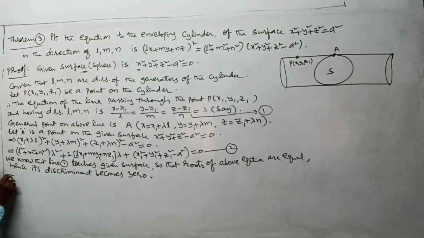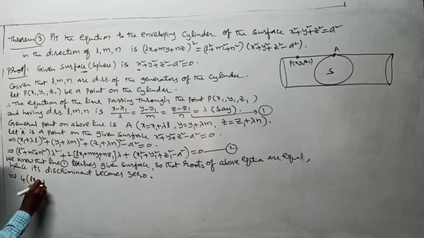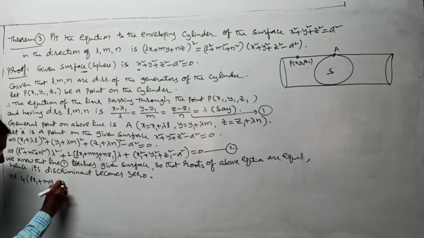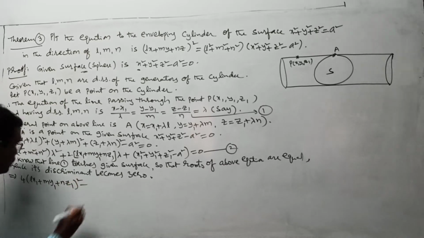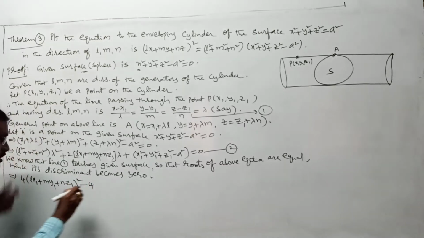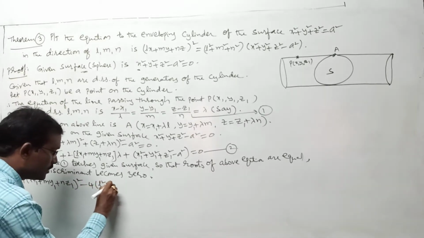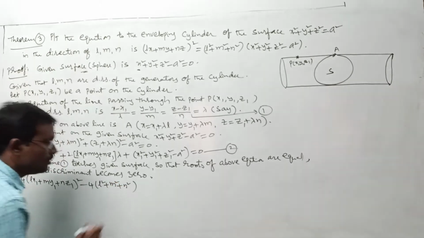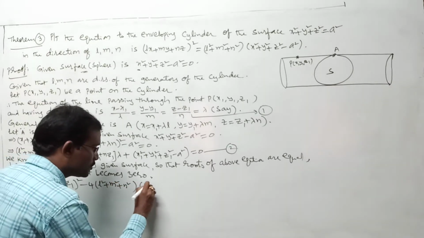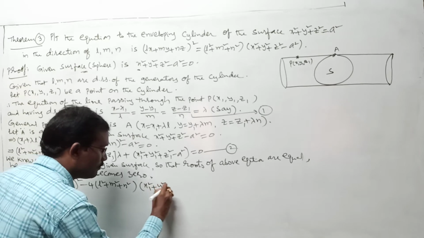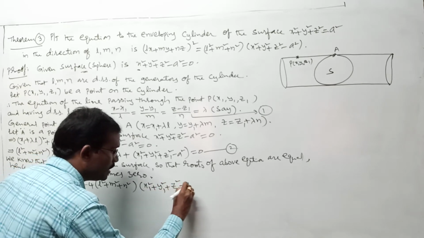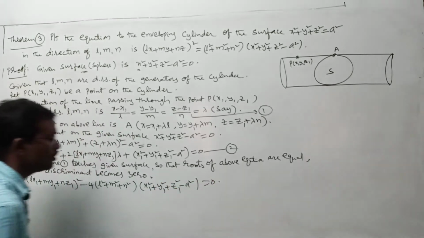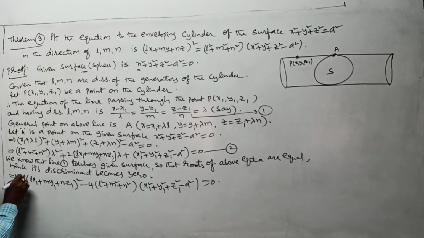This implies b square is what? 4 into (lx1 plus my1 plus nz1) whole square minus 4 into a, which is L square plus m square plus n square, into c, which is x1 square plus y1 square plus z1 square minus a square, is equal to 0, right? Here divide by 4, you can cancel this.